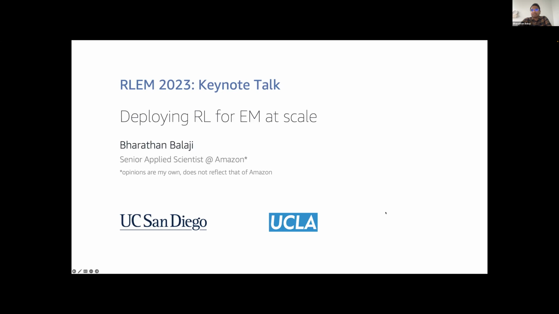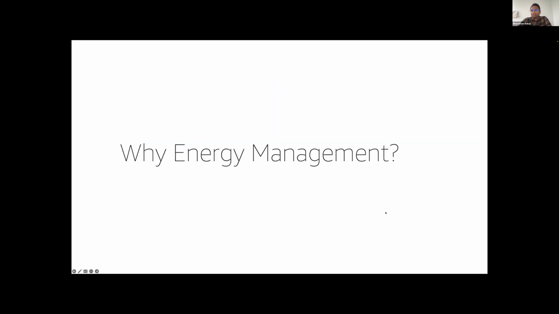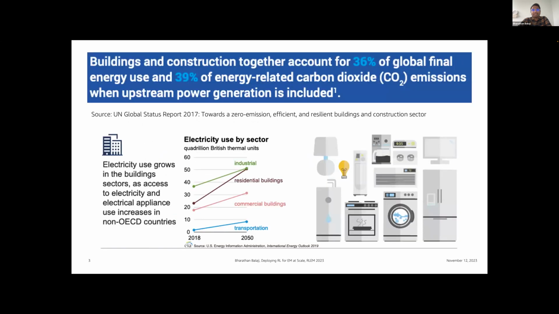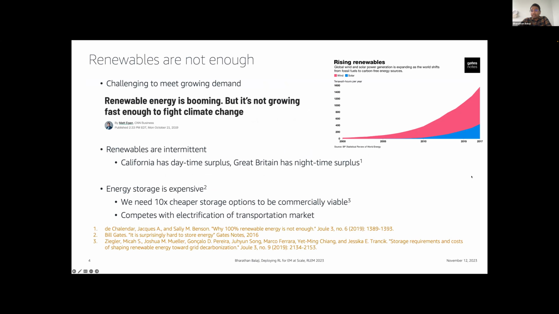So let's start with something basic. Why do we want to manage energy in the first place? Buildings are actually a pretty big consumer of energy. Most of the people at this workshop already know that. The energy is going to continue increasing as more and more countries industrialize, and reducing this energy is a big challenge. Renewables are a good solution.